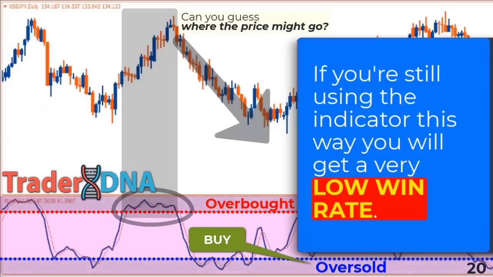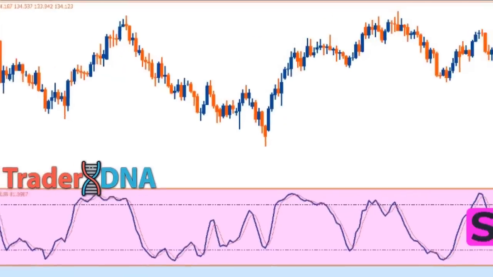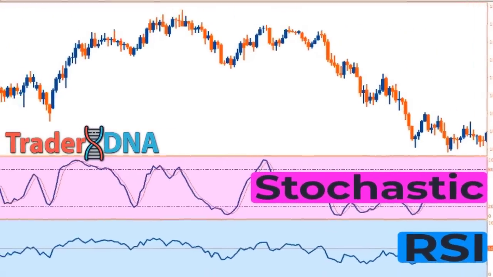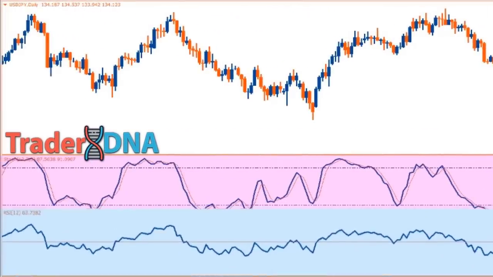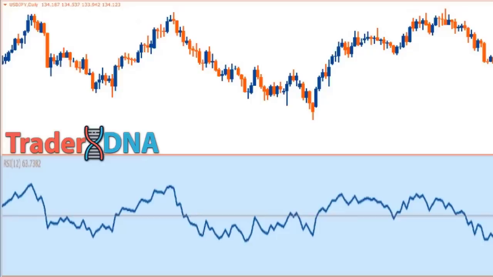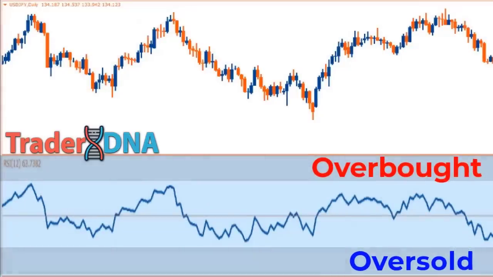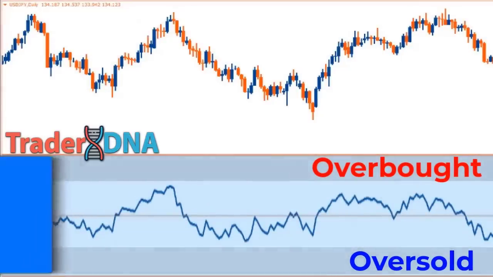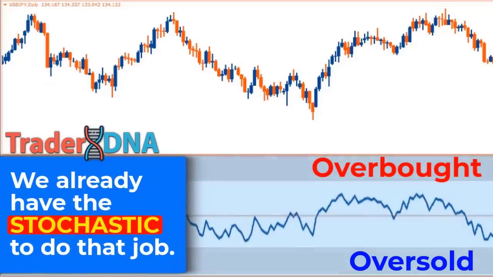So let's move on to the second technical indicator for our strategy, which is the RSI. The RSI is one of the most famous technical indicators used in trading. And a popular way of using the RSI is by trading it as an overbought and oversold indicator. However, for this combination strategy, we already have the stochastic to do that job. So having two indicators that give the same signals is quite useless. Instead, we are using the RSI as a trend confirmation indicator.